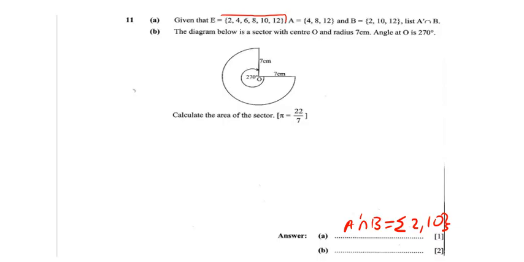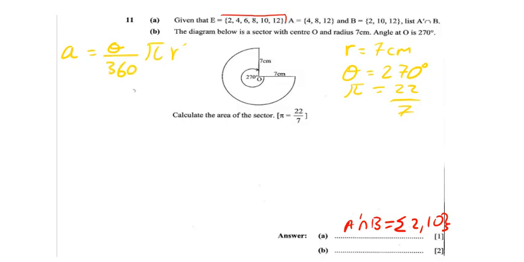So the question is saying we have been given radius, so you can even correct the data. Radius is equal to 7 centimeters. Our angle, which is our theta, is equal to 270 degrees. And then what else do we have? We have been given our pi, which is 22 over 7, like that. So we know the formula of the sector. The formula of the sector is given by theta over 360 times pi r squared. So you just start substituting the values.